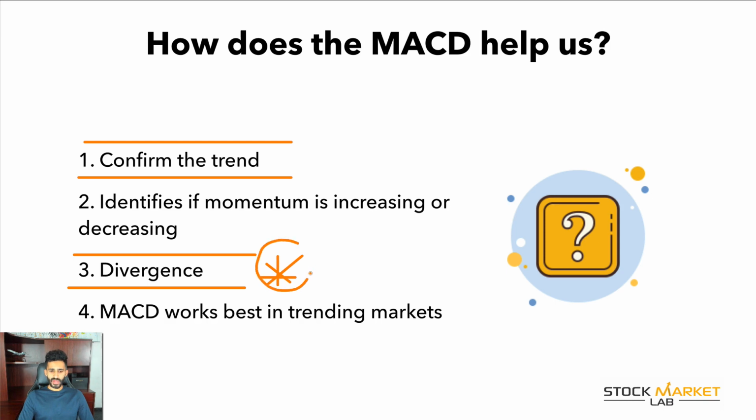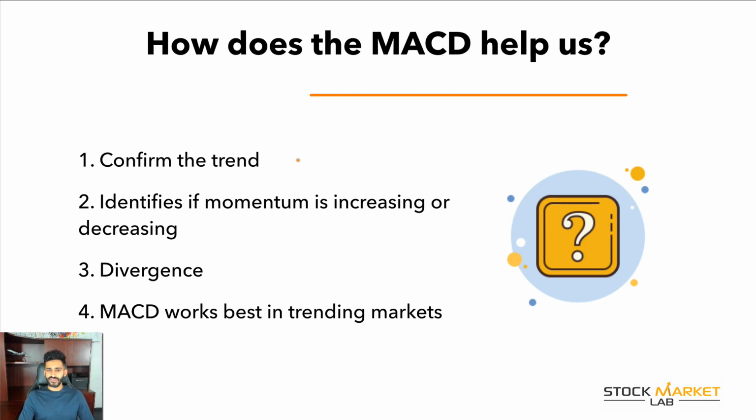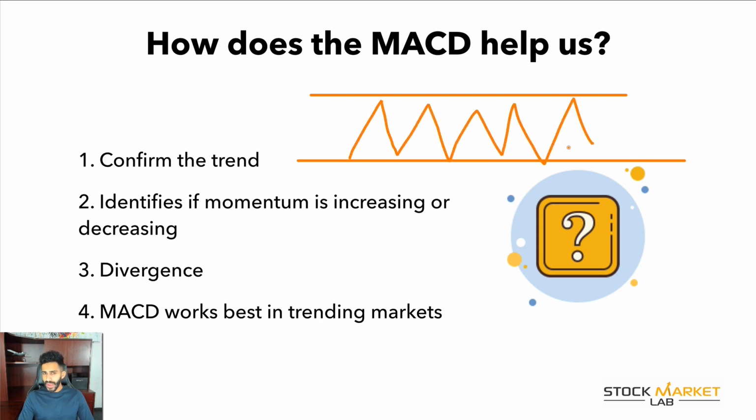So keep this in mind. It helps us with something called divergence. And the MACD works best in trending markets. So keep this in mind. This is not how it really helps us, but this is just something to keep in mind. The MACD works best in markets that are trending. If a stock is trading sideways, right, I wouldn't really be a fan of using the MACD.